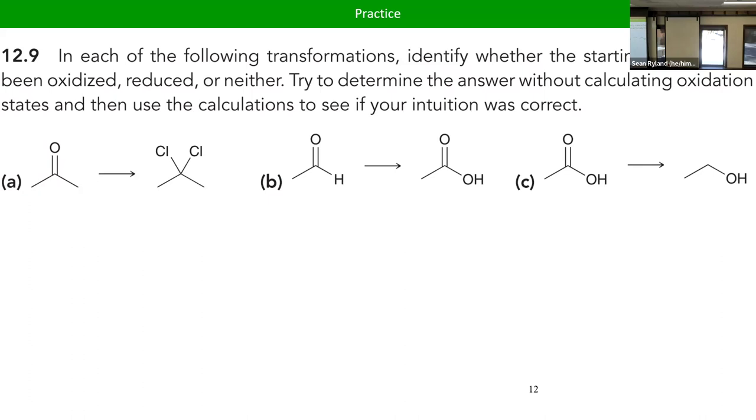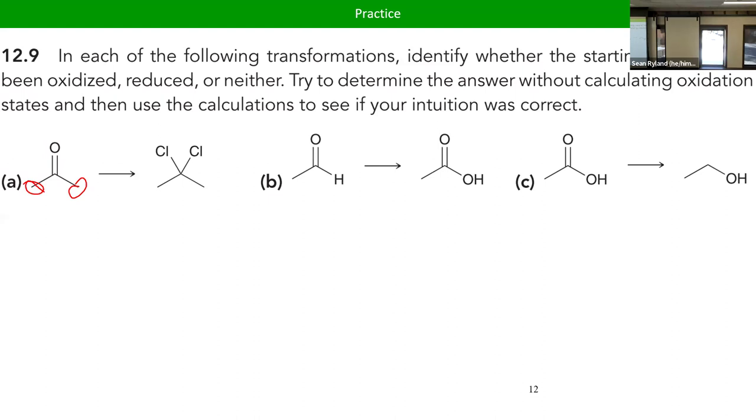And so for A, B, and C, is the molecule being oxidized, reduced, or neither? And typically also, we're just talking about one carbon in particular. We're saying this carbon is oxidized, because mostly, if we look at A, the methyl groups on either side on the acetone here, they don't change. None of the bonds changed. We are only interested in the parts of the molecule that are changing.